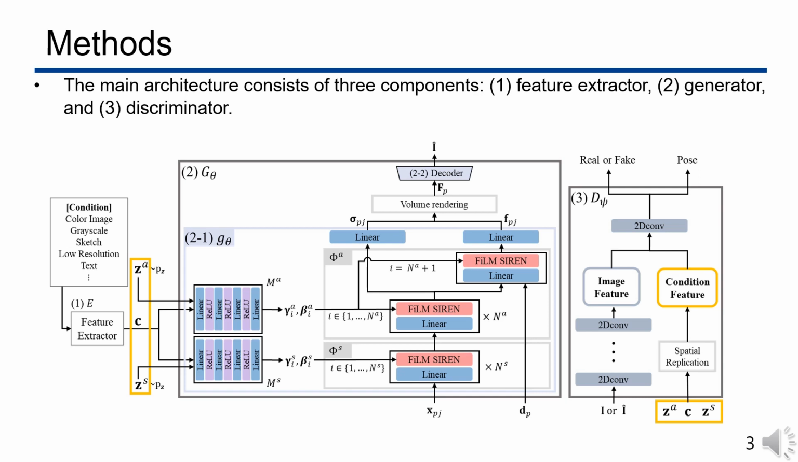The main architecture consists of three components. First, a feature extractor that extracts global feature factors from the given conditions. Second, a generator network that creates an image by reflecting the conditions. And finally, a discriminator network that distinguishes real images from fake images based on the condition input and that predicts the camera poses of fake images for the PD loss.